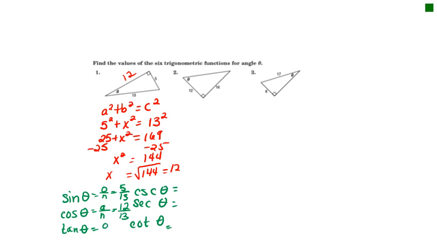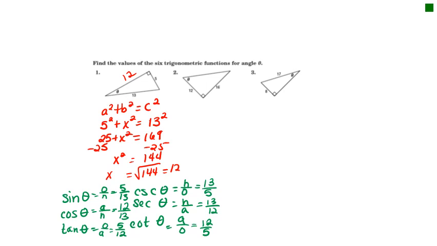All right, and then finally, opposite over adjacent is tangent, which is 5 over 12. Then for cosecant, secant, and cotangent, it's going to be the reciprocals. So hypotenuse over opposite. Hypotenuse is 13, opposite is 5. Hypotenuse over adjacent is secant, so that's going to be 13 over 12. And then finally, cotangent is adjacent over opposite, the reciprocal of tangent, and that's going to be 12 over 5.